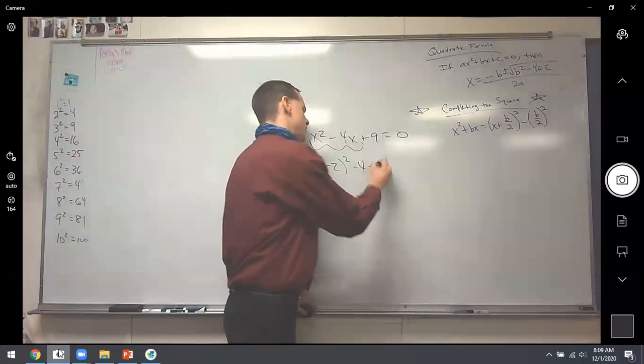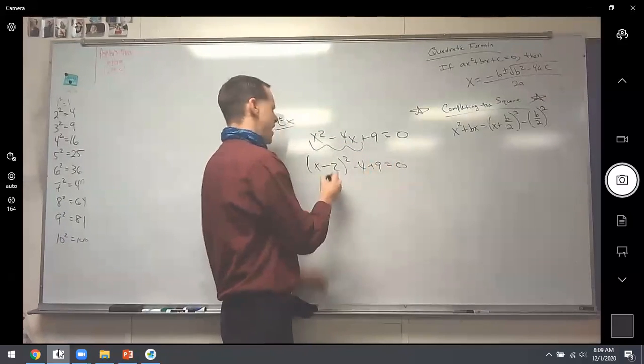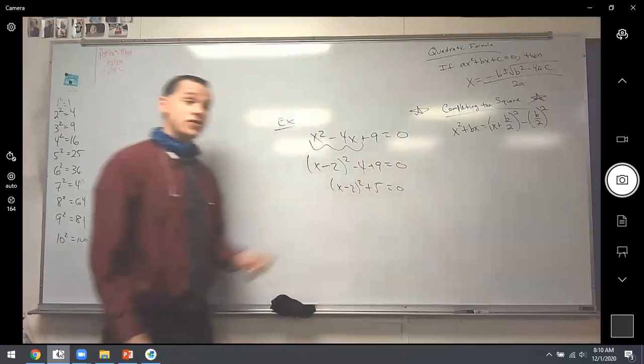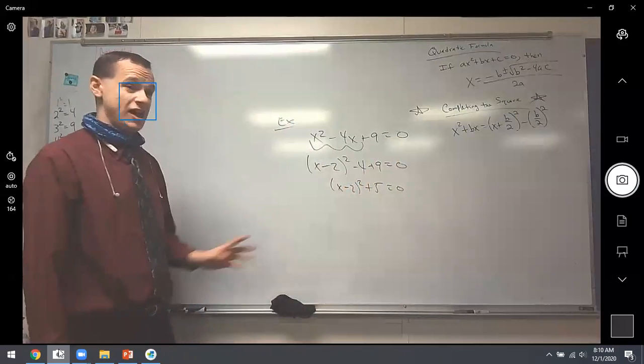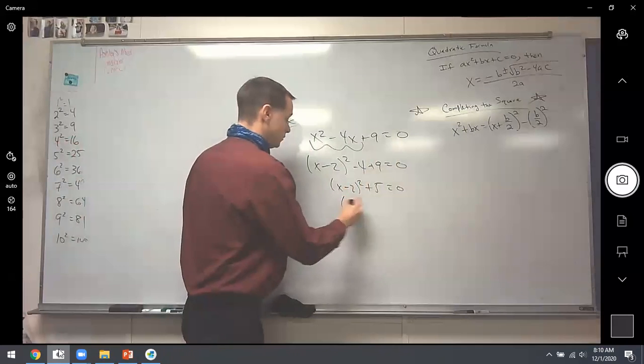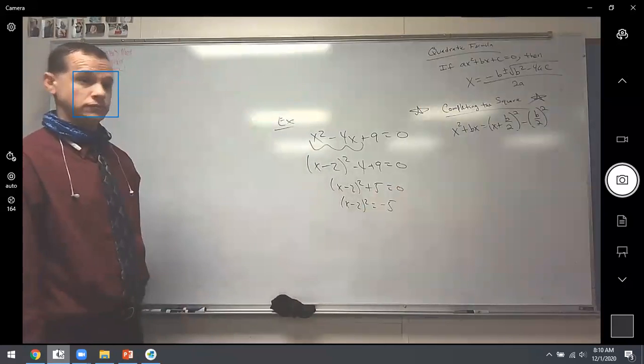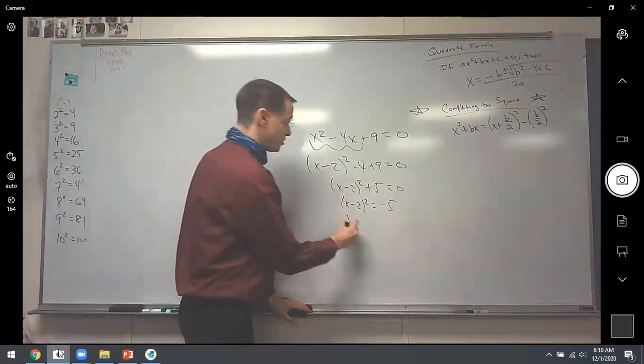Of course, you still have numbers over here, 9s and things like that. Combine like terms, this is 5. Get the squared thing by itself. That's the other thing to worry about, because you're trying to get the squared thing by itself so you can undo it with a square root. So take a square root of both sides.